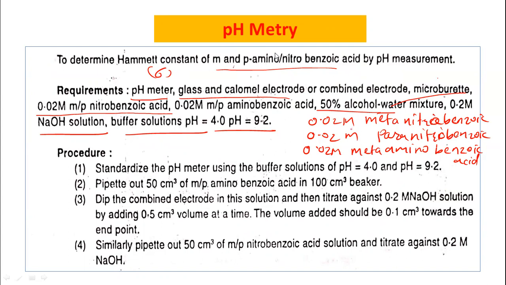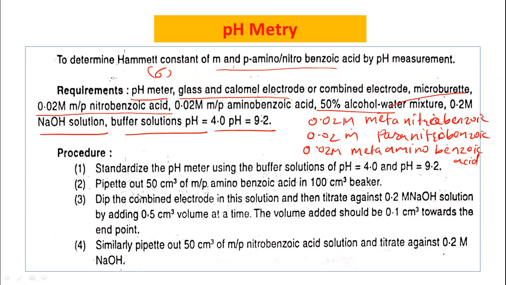Standardize the pH meter, which is known to us. Pipette out 50 ml of meta- or para-aminobenzoic acid in a 100 ml beaker. Dip the combined glass electrode in the solution and titrate against 0.02 molar NaOH solution from the burette. Initially, we add 0.5 cm³ volume. But when the equivalence point is reached, when there is a sudden sharp increase in the pH, the volume added should be 0.1 ml only towards the end point. Similarly, pipette out 50 ml of meta- or para-nitrobenzoic acid solution and titrate against 0.2 molar NaOH solution.